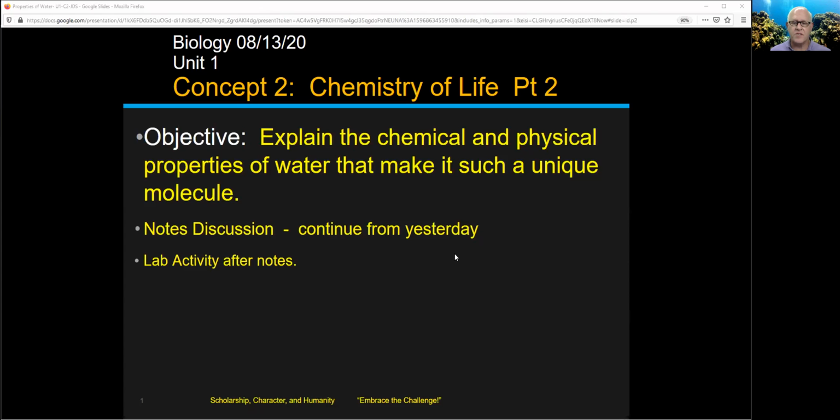So we're moving into part 2 of concept 2 of the chemistry of life, dealing with the properties of water. And our objective is for you to be able to explain the chemical and physical properties of water that make it such a unique molecule.